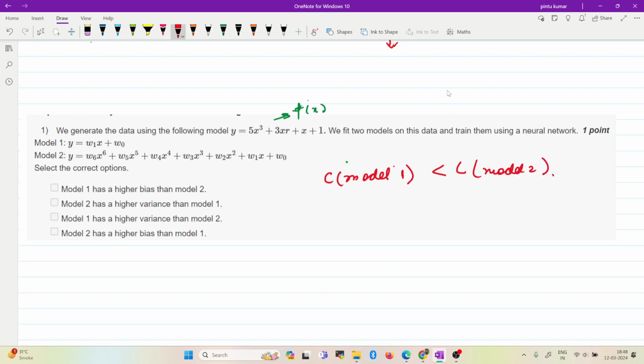So how was the graph that we had? So this was the curve for bias and this was the curve for variance. So as the complexity increases, bias decreases, right? So model 1 would have higher bias, right? This is correct. So this option goes out. Second thing is, as your model complexity increases, your variance increases. So model 2 should have higher variance. So this one goes out. So 1 and 2 is the correct answer.